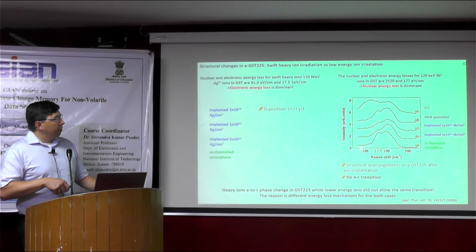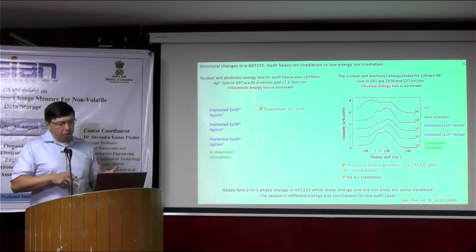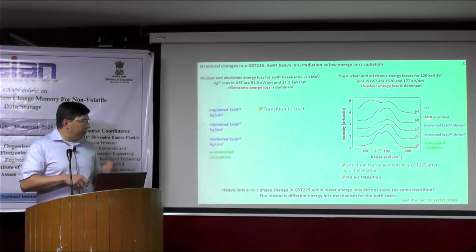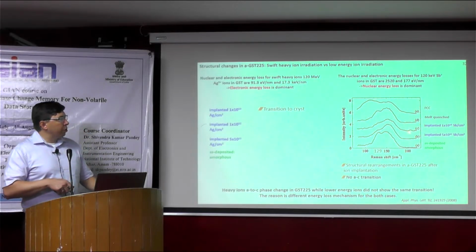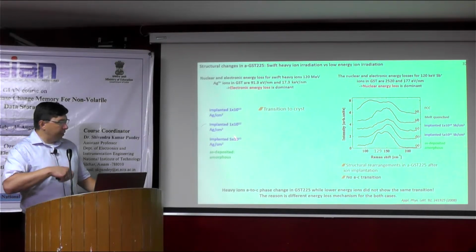But this is the Raman spectroscopy. If we look at the amorphous phase, there are two different peaks. One is situated at 129, one at 150. There is a slight change in the structure of the initial amorphous state. So there is some change in the local structure of the amorphous phase, but there is no huge transition to the crystalline phase, as in the case of the electronic energy losses.